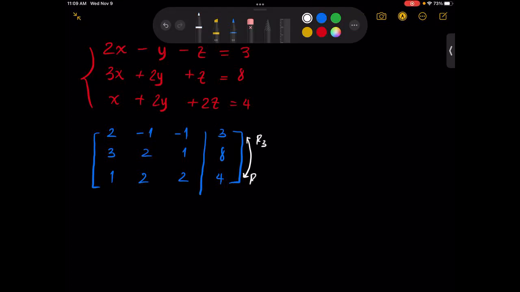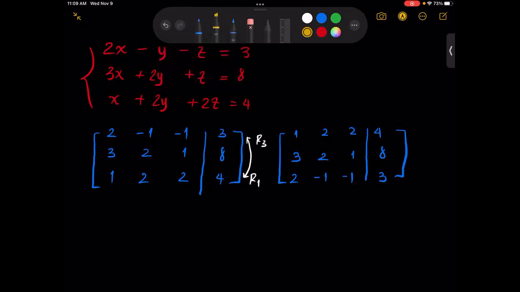So R3 becomes R1, R1 becomes R3. And please do write out those steps, because if you do something wrong, the grader or we can retrace what you did. If your answer is wrong, I cannot give you partial credit because I don't know what you're doing. 1, 2, 2. When you flip, everything moves, right? You want the 1 to be up here, then the whole row goes as well. 2, -1, -1, 3, and then rewrite the second row: 3, 2, 1, 8.